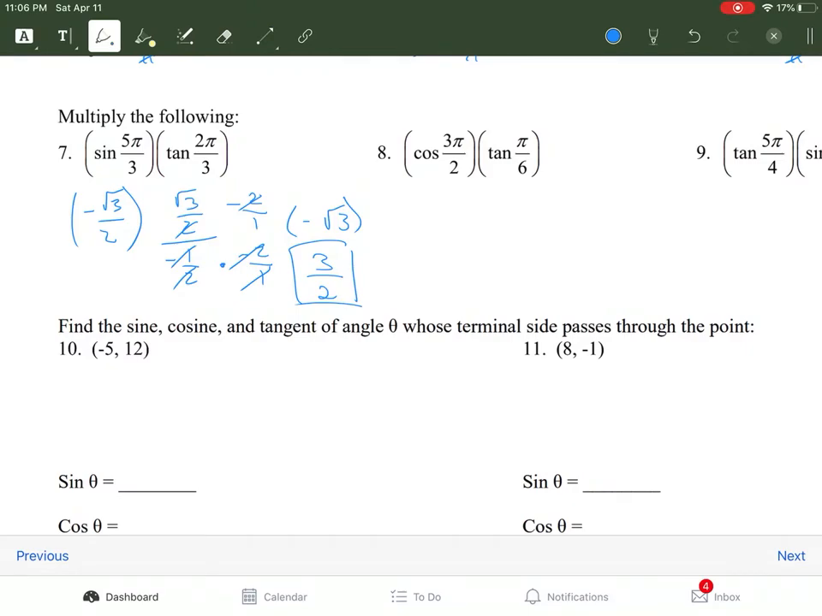Next, cosine of 3 pi over 2. The cosine of 3 pi over 2 is 0. And the tangent of pi over 6 is going to be 1/2 divided by √3 over 2. Again, we can multiply this, but we don't have to because the cosine of 3 pi over 2 is 0, and anything times 0 is just going to be 0.